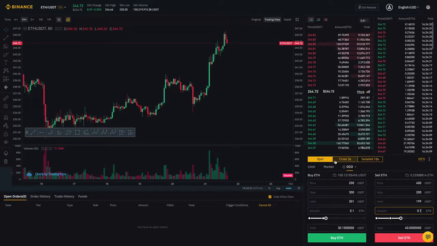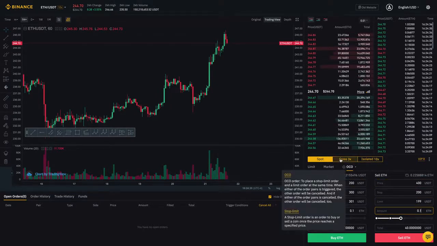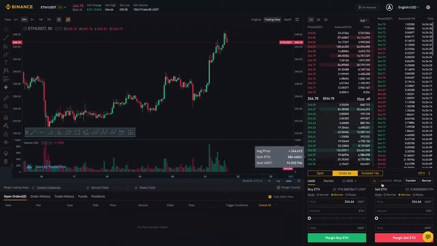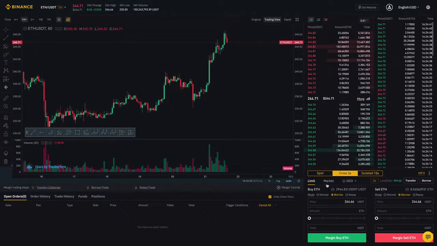Now there's other parts here where there's cross and isolated. Now I'm going to talk about that. So if I go to cross, right, now you'll notice that you'll have the limit, market, OCO, which is the same, right? That stuff I've just talked about, it's all the same. But what cross margin is, basically you are borrowing on margin. You have the option to borrow on margin, right? So there are three different options here. There's normal, borrow, and repay.